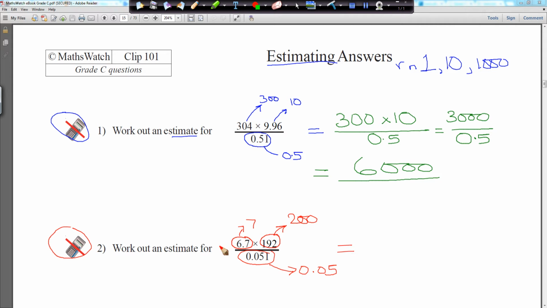Let's carry on the question. So 6.7 became 7, multiply that by 192 became 200, all divided by 0.05. Now 7 times 200: do 7 times 2, which is 14, and then we add the 2 zeros back on. Now dividing by 0.05 is a bit more exciting to explain. We're going to show you a different technique now.